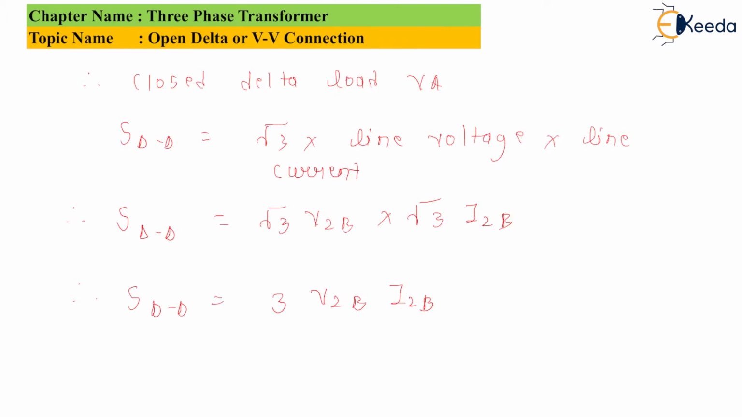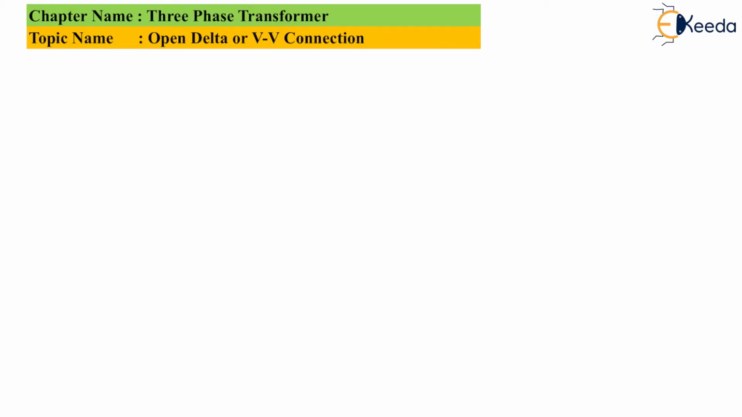Now the line is in series with the winding of the transformer, and therefore the secondary line current, that is I2B, is equal to the rated secondary current I2B of the transformer. This we have already seen. Also, the VA load can be carried by the open delta bank without exceeding the ratings of the transformer. So this also we can write. If we consider the open delta system, then the load can be written as S VV is equal to root 3 V2B into I2B.